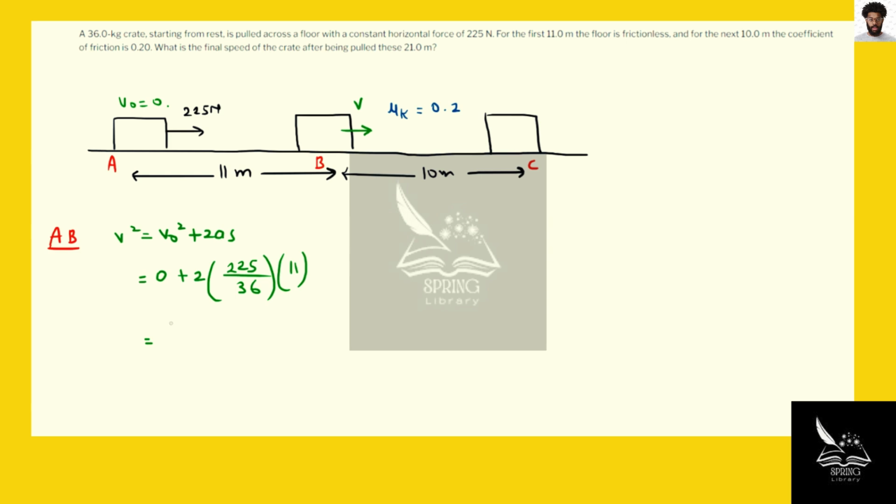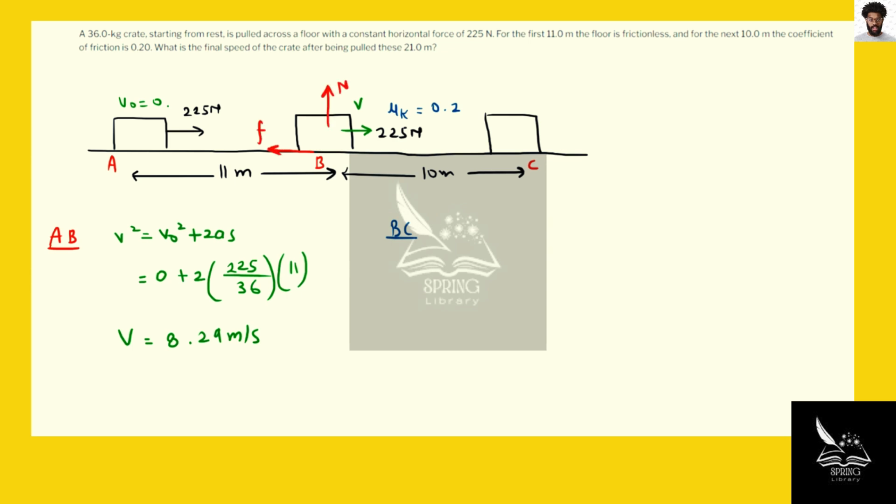So let me just grab my calculator here. It's coming as 8.29. So that's 8.29 meters per second at point B. But we need to find the speed at point C. So now we're going to do the same work, but for the stretch BC. Now the difference is, although there is still a force of 225 newtons acting on it, there is a restraining force of friction which acts over here.